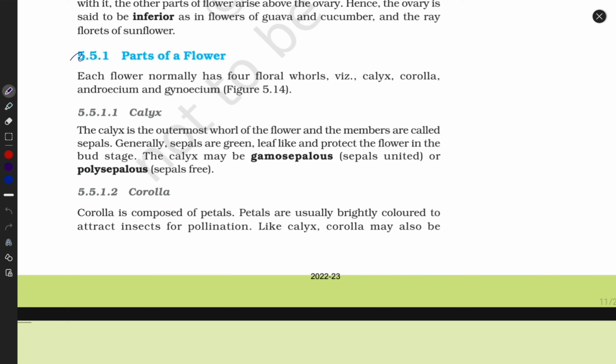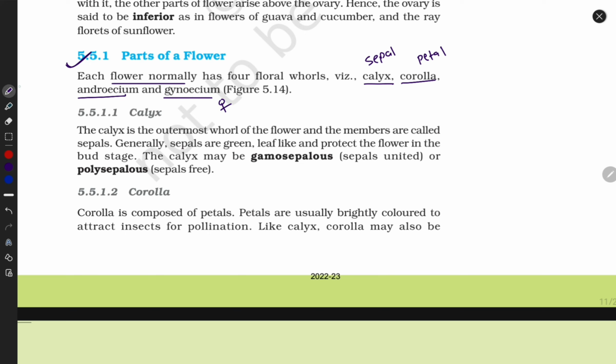Let's start with parts of a flower. Each flower normally has 4 floral whorls. Calyx, the sepal part, I'm writing here. Corolla, it's the petal part. Androecium is the male reproductive organ and gynoecium is the female.